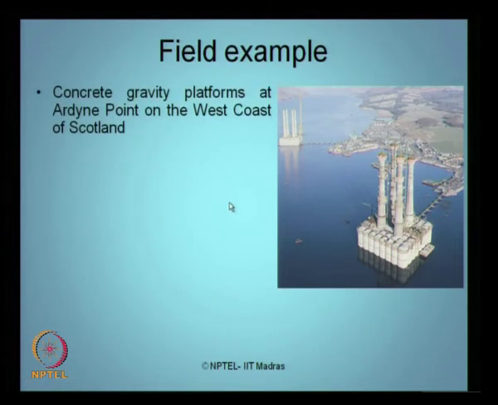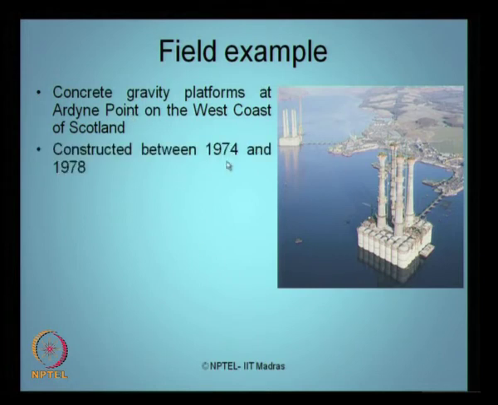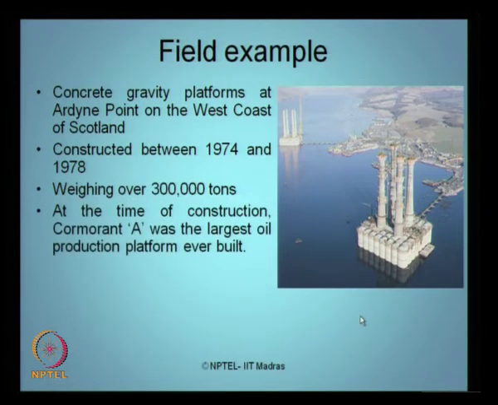Ladies and gentlemen, the example you see here is actually the concrete gravity platform at Ardyne Point on the western coast of Scotland. It was constructed between 1974 and 1978. The total structure weighs about 300,000 tons. It is a very massive, colossal weight. At the time of construction, the Cormorant A which you see here was considered to be one of the largest oil production platforms ever built, in 1978. It was a record at that time.